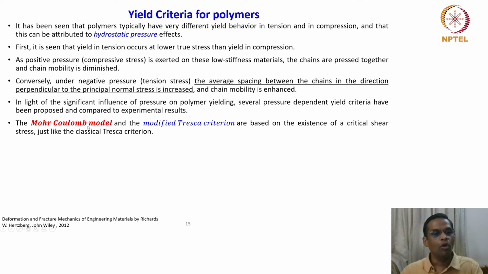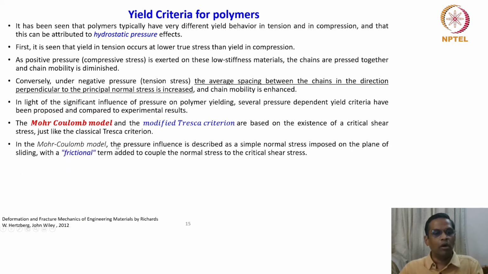So the Mohr-Coulomb model, which is going to describe this, and the modified Tresca criterion are based on the existence of a critical shear stress, just like the classical Tresca criterion. We are going to use the same criterion that we have seen for ductile materials. We will simply use the pressure effect on them, which is called the Mohr-Coulomb model.